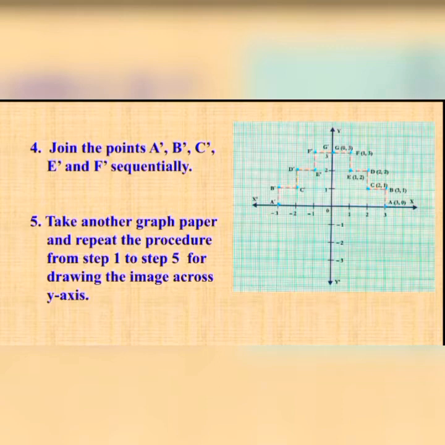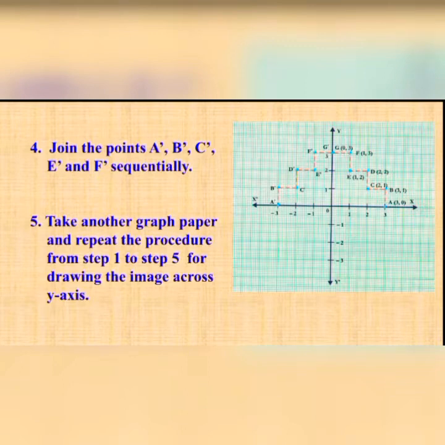Next, we have to take another graph paper and repeat the procedure from step 1 to step 5 for drawing the mirror image across the y-axis. First, we have drawn the mirror image across the x-axis and now we have to draw a mirror image across the y-axis. So this time we will draw it in the second quadrant. As you can see in this graph also, it is drawn in the second quadrant.